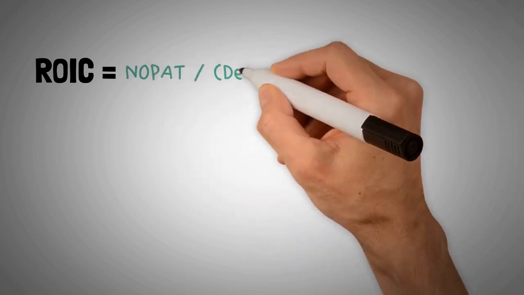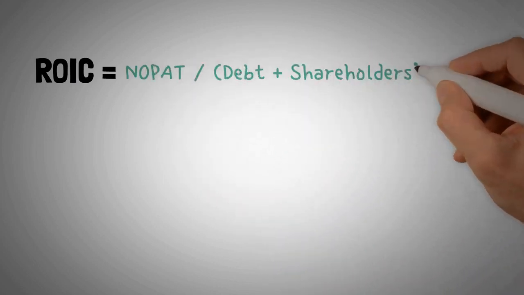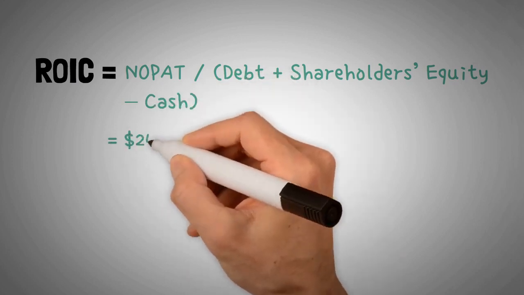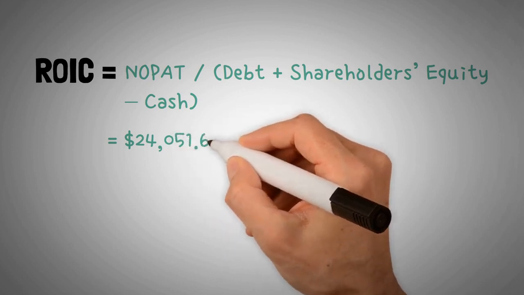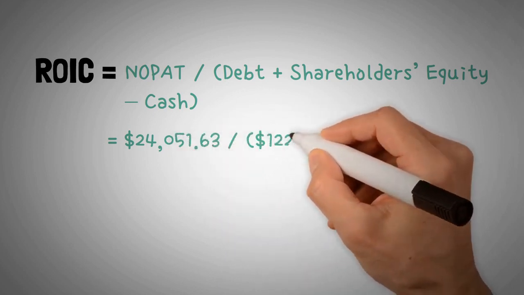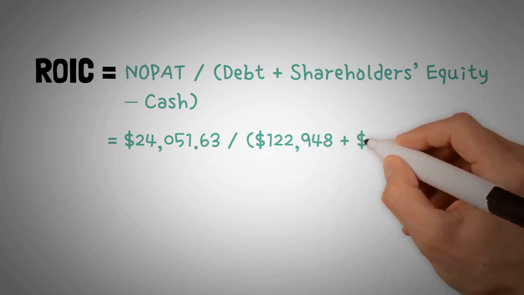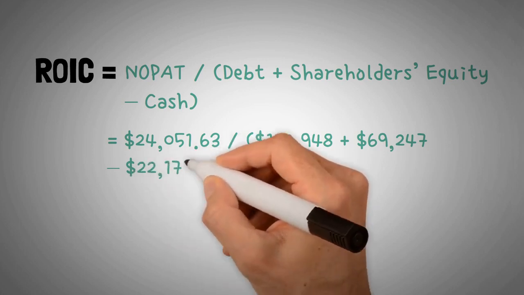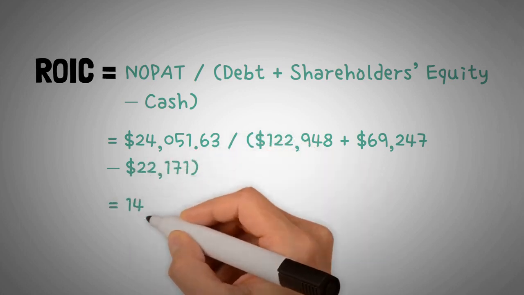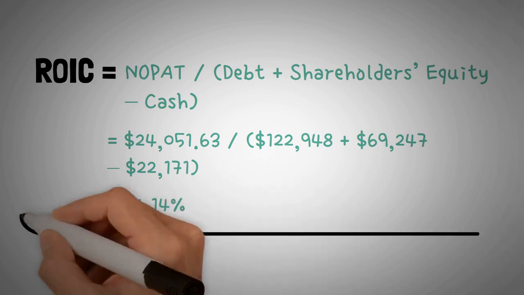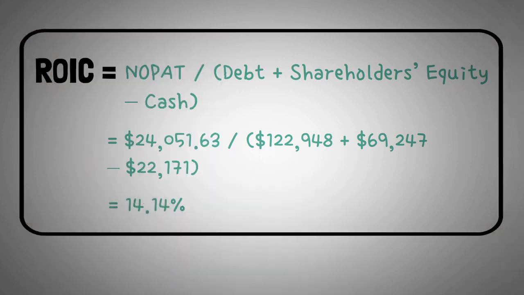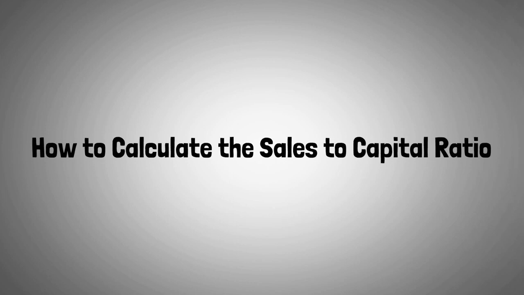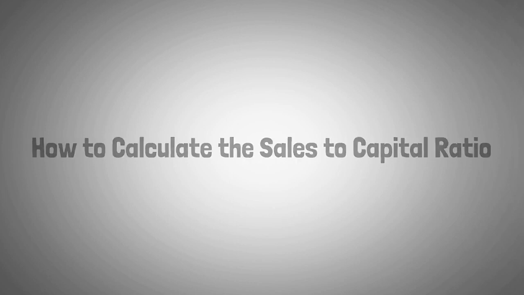Let's put that together with the following formula. ROIC equals NOPAT divided by debt plus shareholders' equity minus cash. ROIC equals $24,051.63 divided by $122,948 plus $69,247 minus $22,171, equaling 14.14%. For a deeper dive into this all-important metric, please check out our articles at einvestingforbeginners.com.